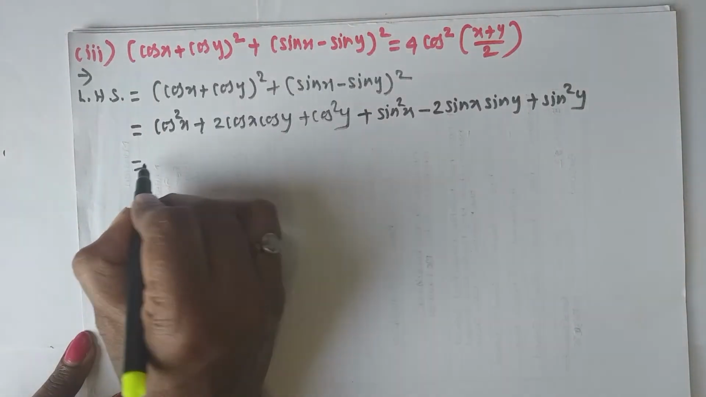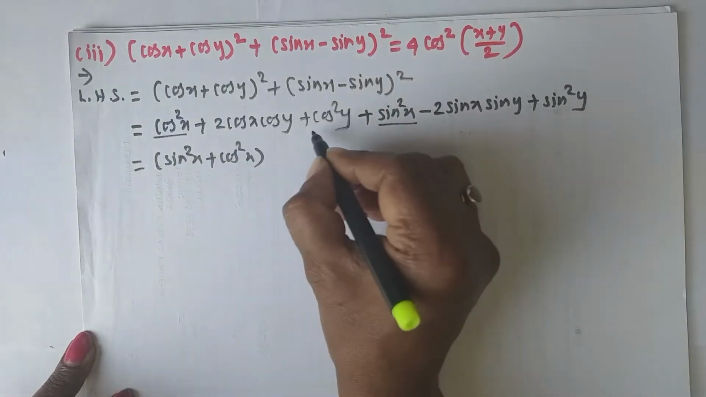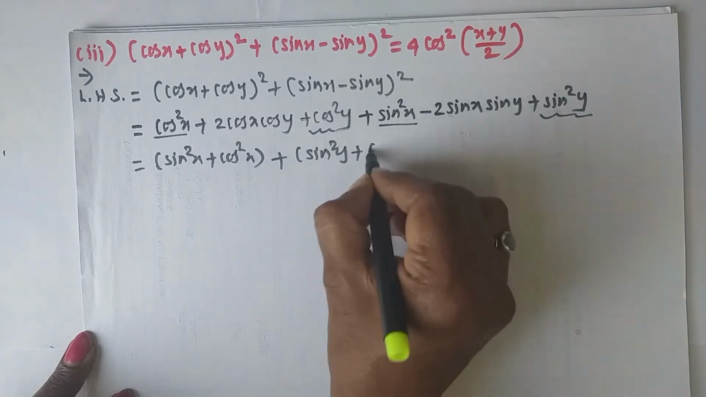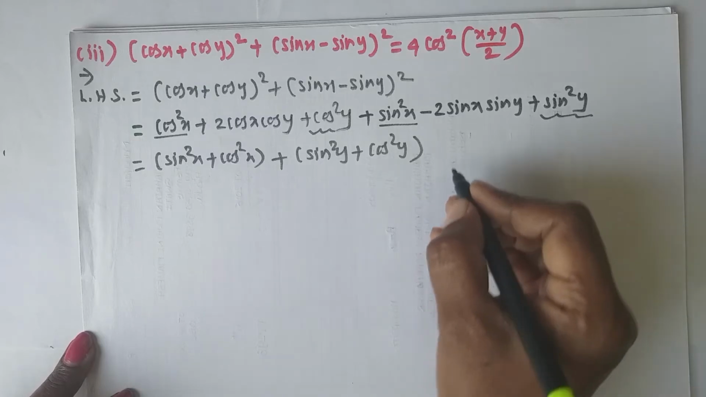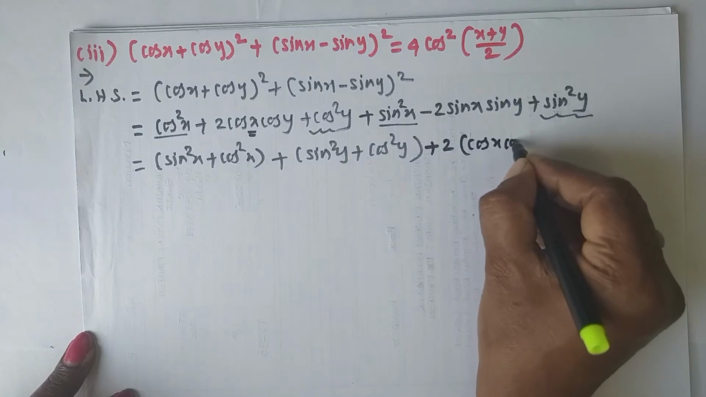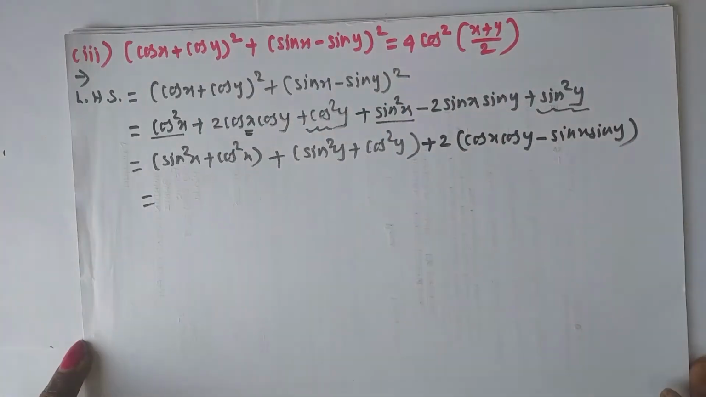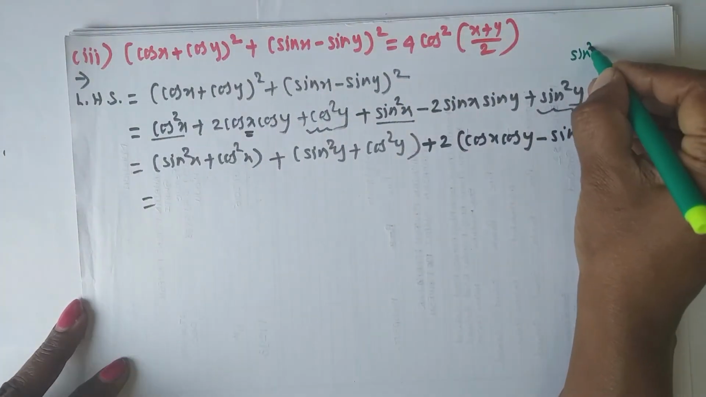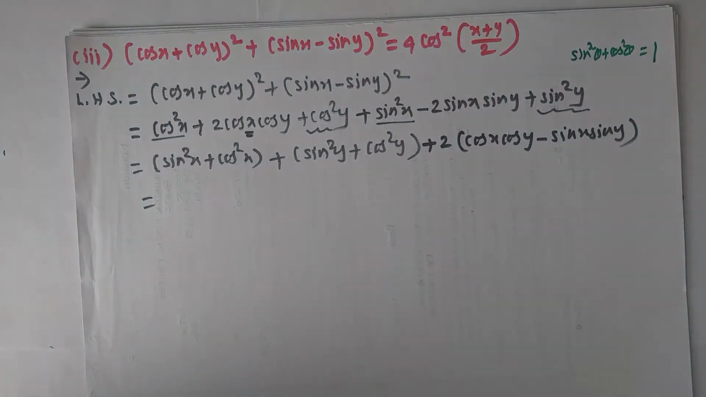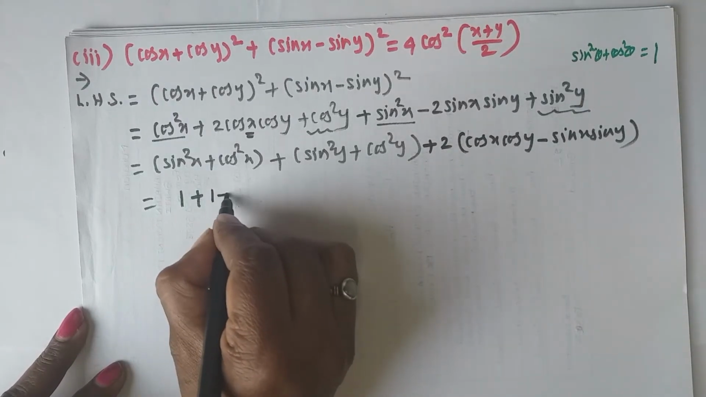Okay. Now take these terms in one bracket. This will be sin square x plus cos square x. Then take these two terms in one bracket, that will be sin square y plus cos square y. And from these remaining two terms, I am taking 2 common, and take this term cos x cos y minus sin x sin y. Okay. Now what is our first identity? Sin square theta plus cos square theta is equal to 1. From this identity, the value of sin square x plus cos square x is 1. Again, the value of sin square y plus cos square y is 1, plus 2.